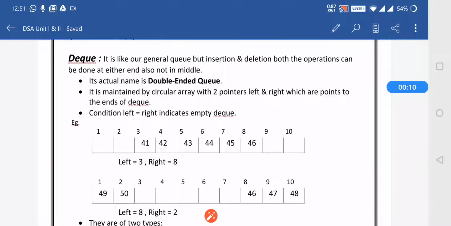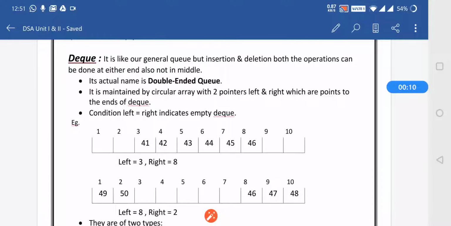But then, what is the difference? Insertion and deletion, both the operations can be performed at either one end and not in the middle. We have seen what is done in queue. It is having one end for insertion, another end for deletion. But in double-ended queue, the insertion and deletion can take place from either end. We cannot insert and delete the element in the middle. Its name is double-ended queue.